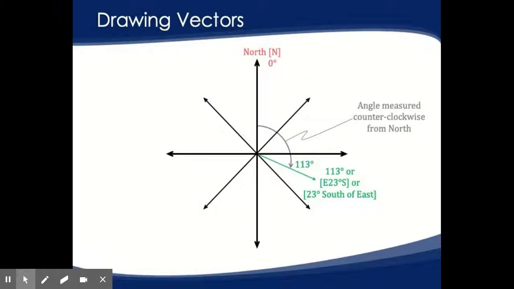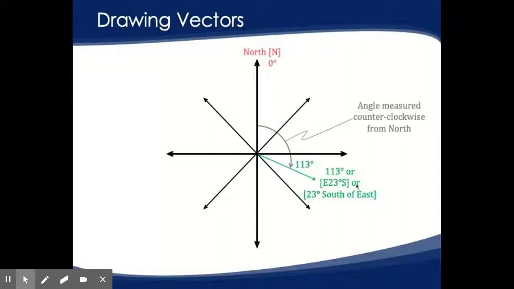So when you measure your angles, you measure them counterclockwise from north, okay? If you're looking for your whole angle from north, you could say that it's 113 degrees. If it is just a value with no direction associated with it, like if it just says 113 degrees, it's being measured from north, okay? So 113 would be 113 degrees away from north.